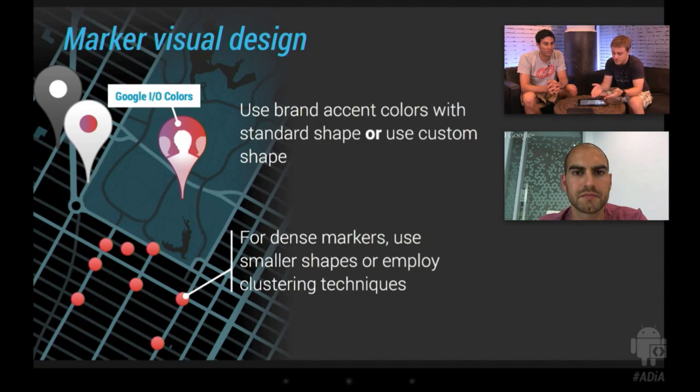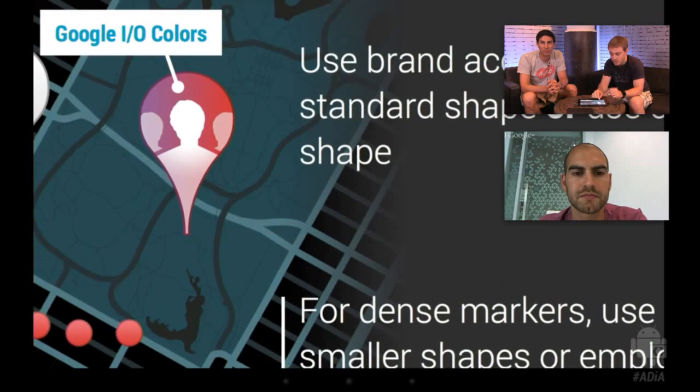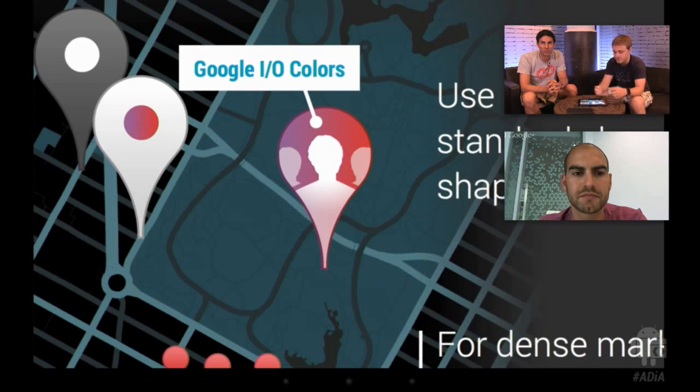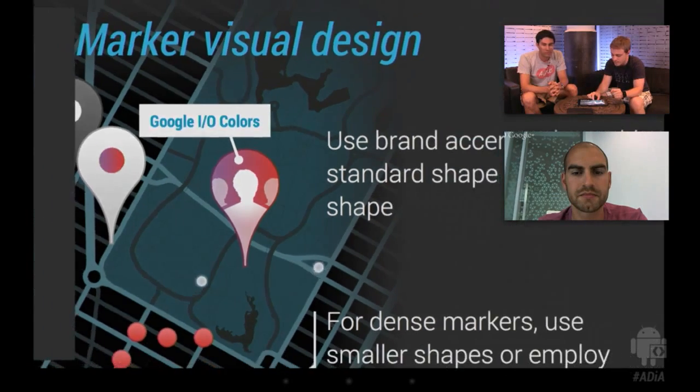But here's an example from the I/O app. We actually didn't use this one on the right here. But we did use this one, where the marker ends up just being white since we know the background is colored. And then we use the standard Google I/O purple or blue to red gradient as one of the items within the marker image. It helps further that message of brand consistency throughout the app.